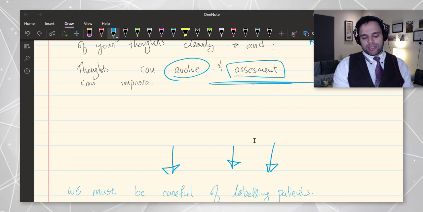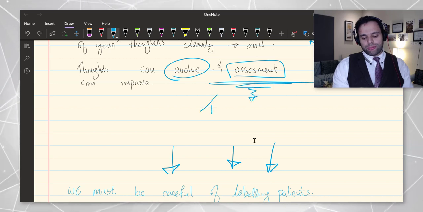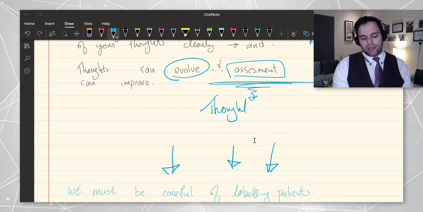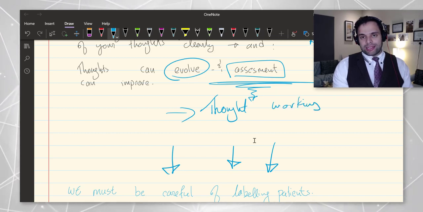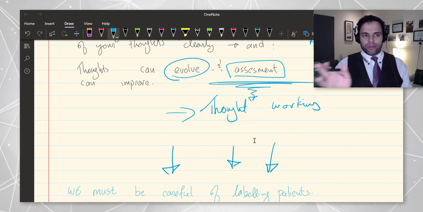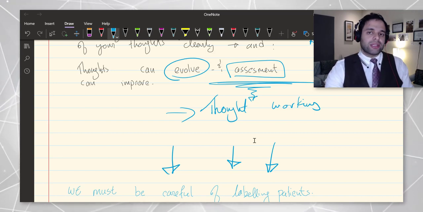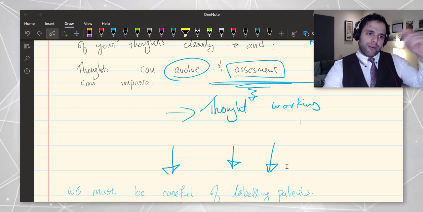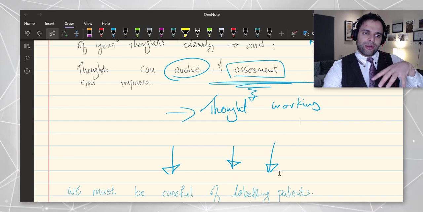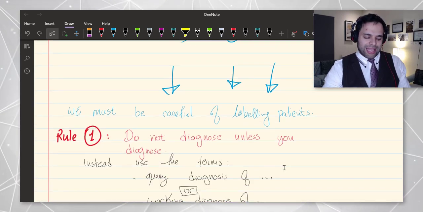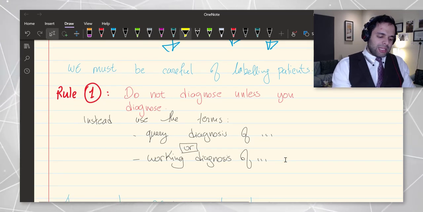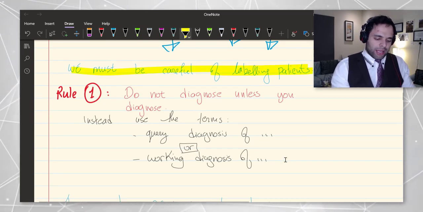And that's why, when you write your thoughts, you should mention that my assessment is "I'm thinking of" or "I'm working on," and not diagnose this to be that or that. So you have to be very careful in the assessment field. I'll show you examples as we go down to really discussing the format of the progress note and giving an example of it. So please be careful of labeling patients.